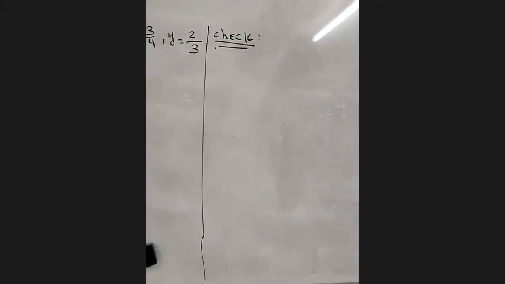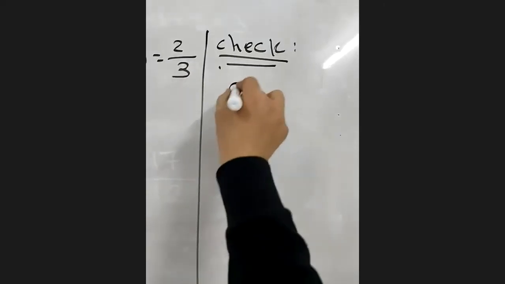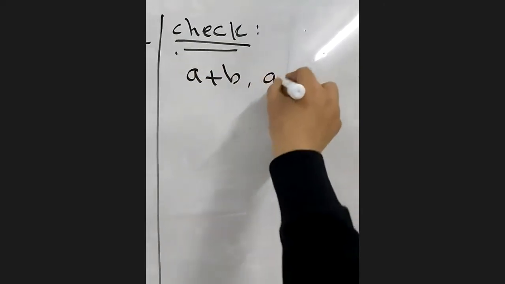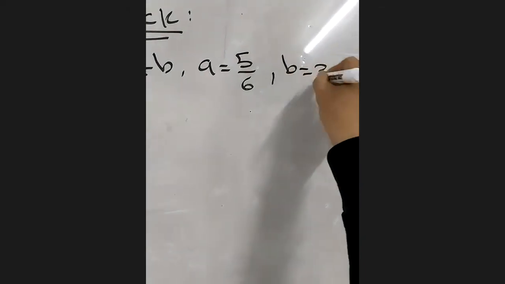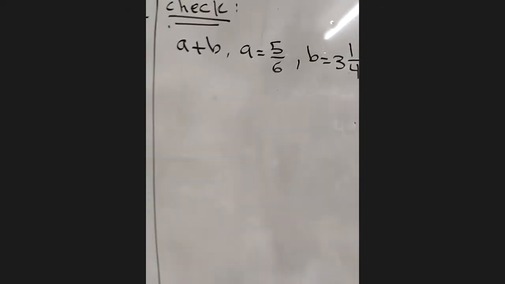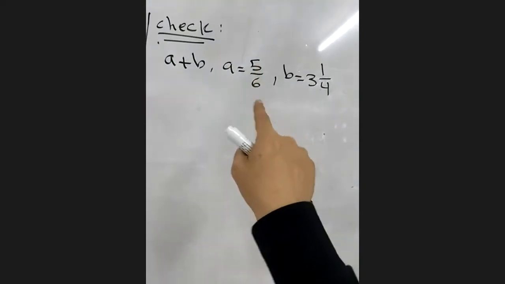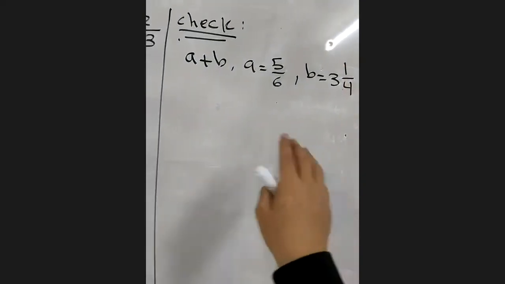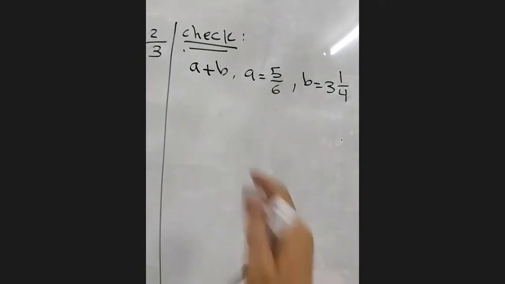Hisham, read. Yes, Mister. Yalla Hisham, we have check under example 2, read it. Evaluate A plus B when A equals 5 over 6 and B equals 3 and 1 over 4. Here we have two variables, so I will have two values for them.